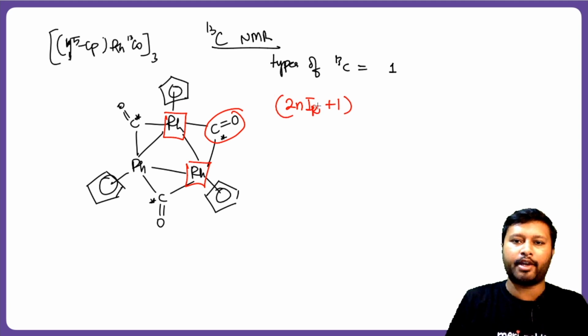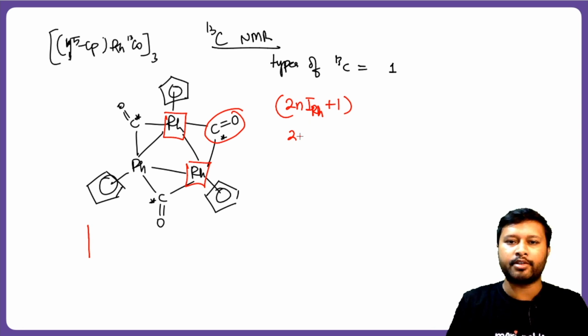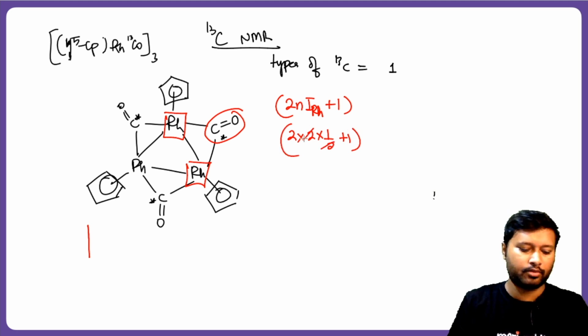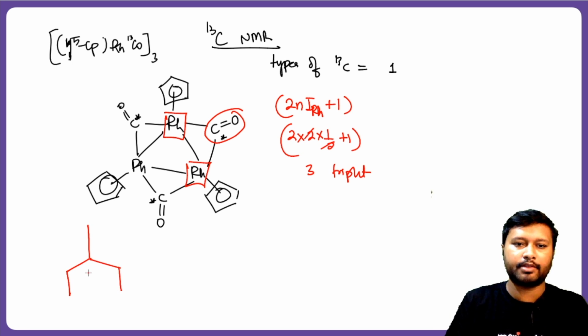Now I will write down the I value for rhodium. Initially a single line was coming for this labeled carbon, because the carbons are of the same type, so it does not split itself. Rhodium is going to split it, because of 1J coupling, and the I value of rhodium, as I already told you, is half. How many rhodiums are attached to each carbonyl? There are 2. So I write 2 into 2 into half plus 1, and you find that you get a triplet. So this line splits into 3 lines.